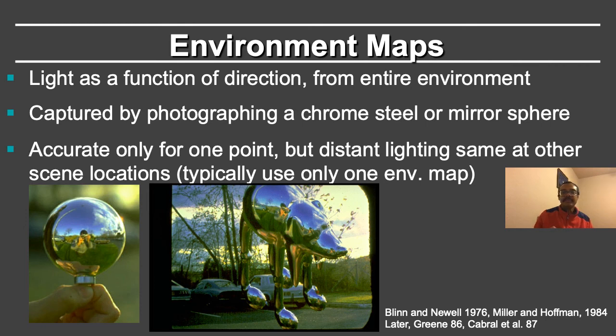The environment map is strictly accurate only for one spatial location x, so it's a function of the incident direction omega in. However, for distant lighting such as the outdoors, the environment map remains the same at any spatial location or any scene locations. And it's a common approximation that even for relatively near field lighting, we use a single environment map.